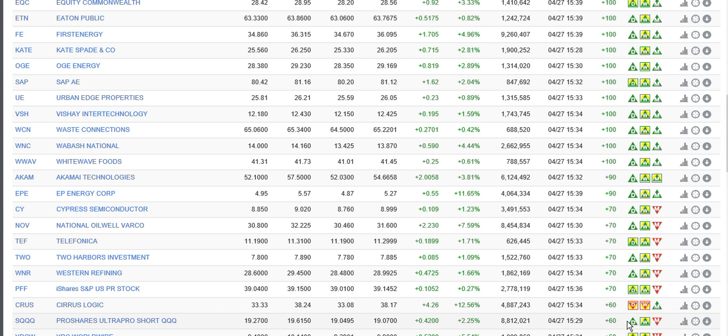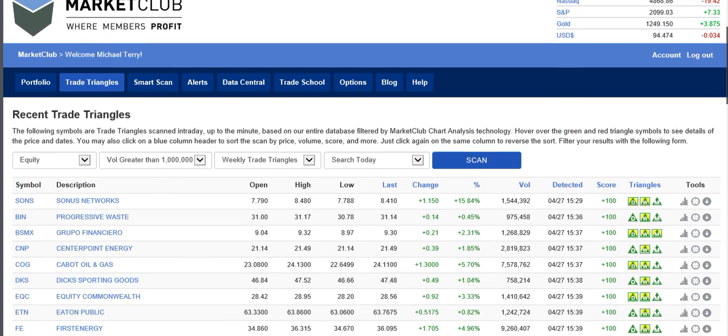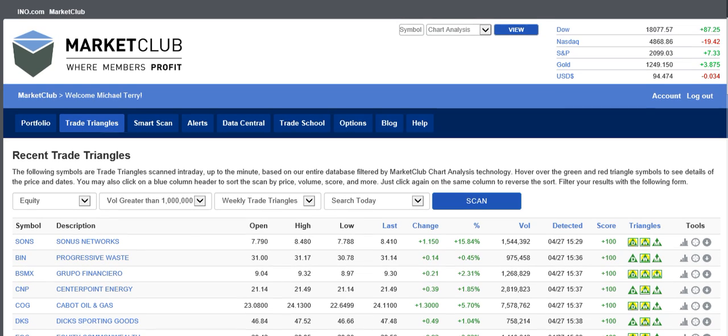Even here on the UltraPro Short QQQ, the SQQQ, that one's got a weekly up, but still the monthly's down. And if that monthly turns green, then I am buying calls on this stock. And I'm jumping into it with both feet. Okay? Anyways, that's basically how I trade.